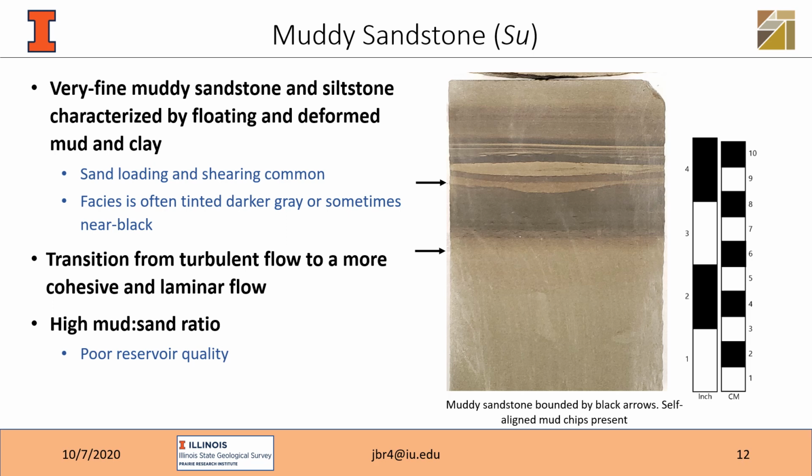There is a visible transition from the scouring of small shale clasts from turbulent flow to a dampened and highly cohesive debris flow depositing larger pebble-sized clasts. Like its namesake suggests, this facies contains a high mud to sand ratio in its matrix. The proportion of mud to sand indicates poor reservoir quality with low quantities of porosity and permeability.